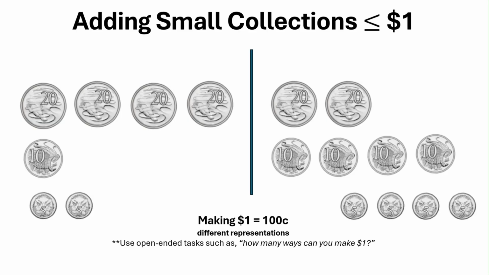All right, then something I also like to do when we're looking at adding coins is those open-ended tasks. How many ways can you make $1? So you can show students that $1 can be made in many different ways. It's not just 5 20-cent pieces. So all these different ways that we can calculate $1. Using those open-ended tasks is really good because we can see all the different ways that we can make a certain denomination.